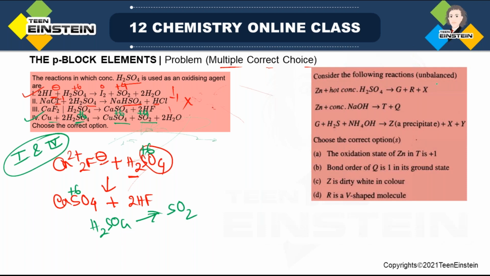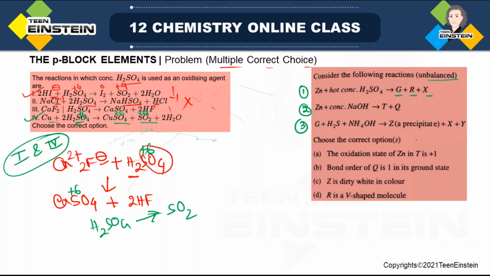Here we have some reactions that are unbalanced. Zn, zinc, reacting with hot concentrated H2SO4, there is formation of G, R and X. Remember, this reaction we have seen in the last slide, right? Then the second reaction, this is number 1. Zn when reacting with concentrated sodium hydroxide, there is formation of T and Q, another 2 products.